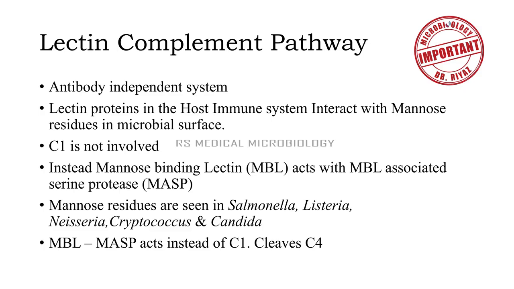Here, there are lectin proteins in the host immune system that interact with the mannose residues on the surface. Here again C1 is not involved. The other parts, C2 to C9, are involved here. These mannose residues are seen in some Salmonella, Listeria, Neisseria and other bacteria, and also in some places in Candida. So instead of C1, the mannose binding lectin and the mannose binding lectin associated serum protease will act instead of C1.